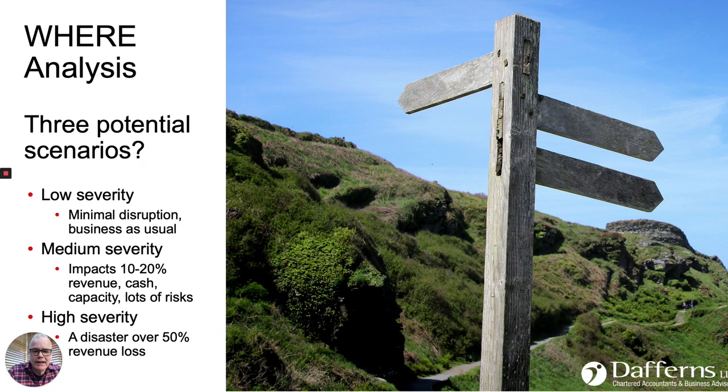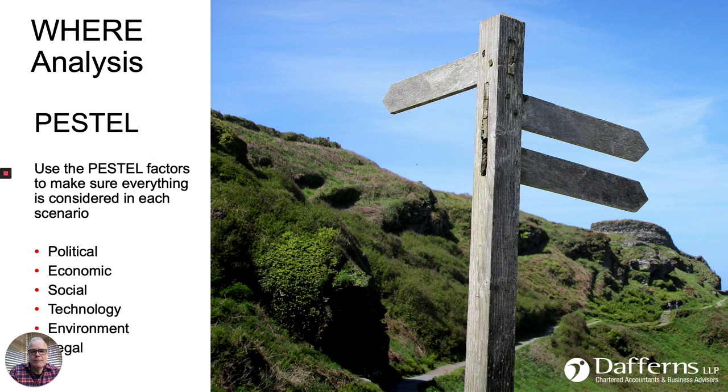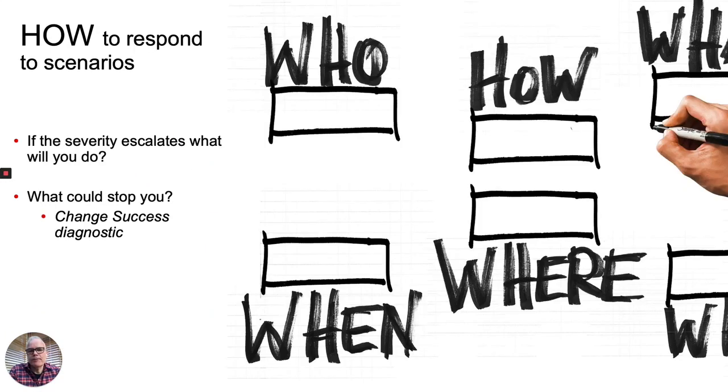As part of the Where analysis, we suggest looking at three potential scenarios for the impact of coronavirus on your business at low, medium and high severity. The impact on most UK businesses, even at this early stage in the lockdown, is somewhere between medium and high. And make sure you take a full 360-degree view on the factors impacting these three scenarios using the PESTEL model to analyse each one.